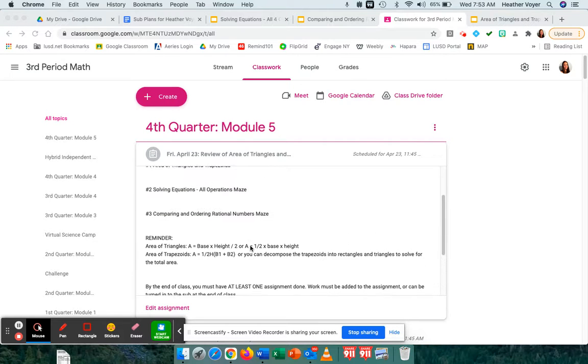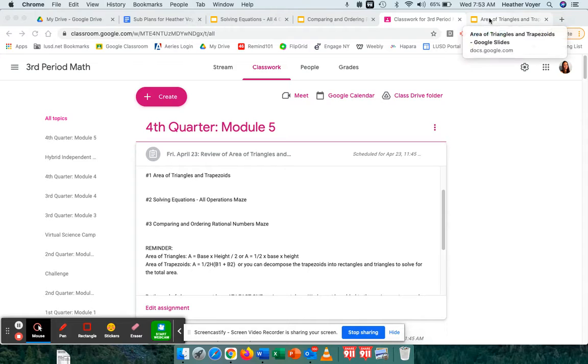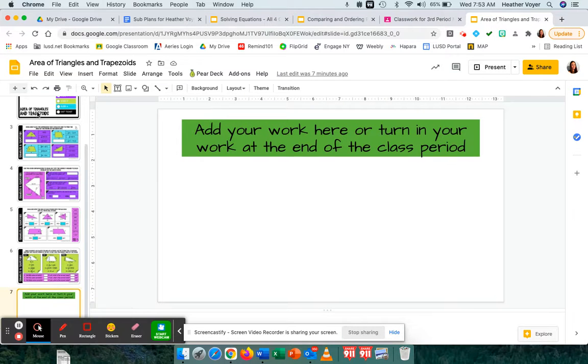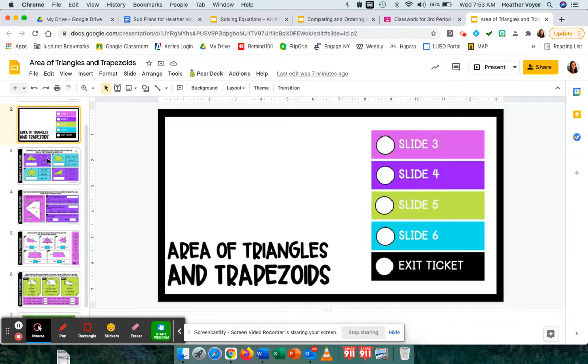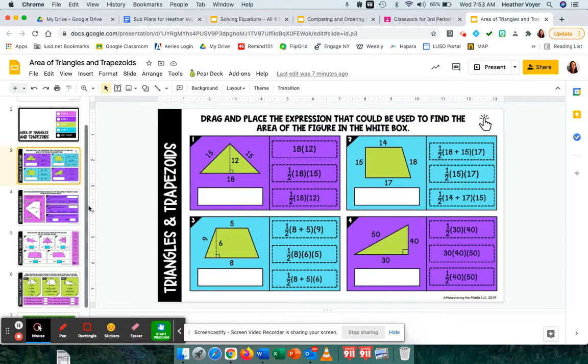Now, let's take a look at what these assignments are going to look like. So the first one is the area of triangles and trapezoids. You're going to see this slide, and slide 3 is where you're going to start working. So it says to drag and place the expression that could be used to find the area of the figure in the white box. So there's 4 questions here. You are going to look at the options here. You're going to decide which one is the correct expression that you could use. And whatever one you think it is, we'll click on it, and then you'll just drag it over into the white box, and that will be your answer.